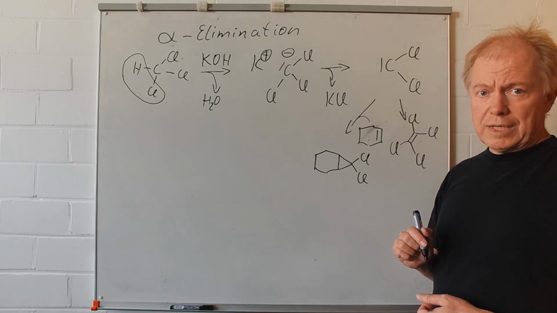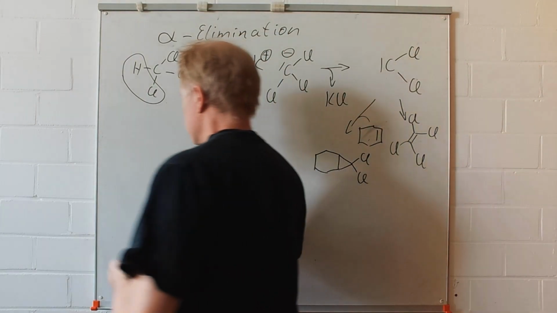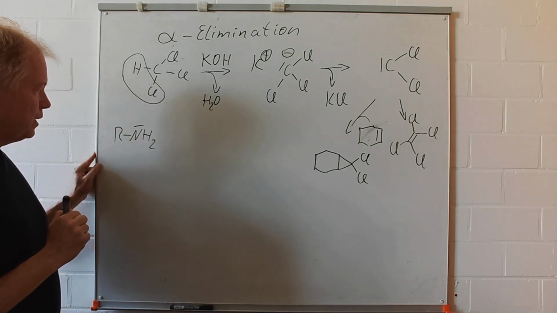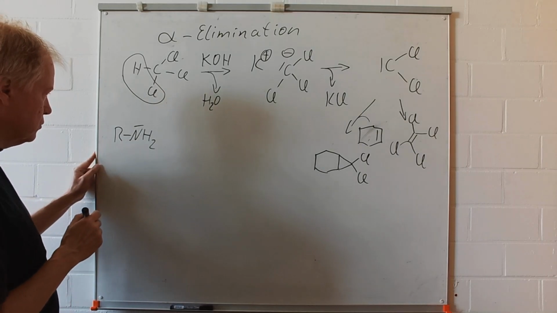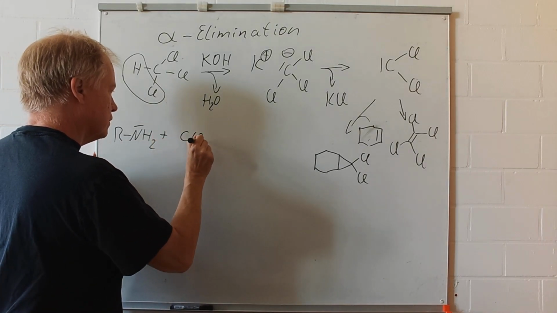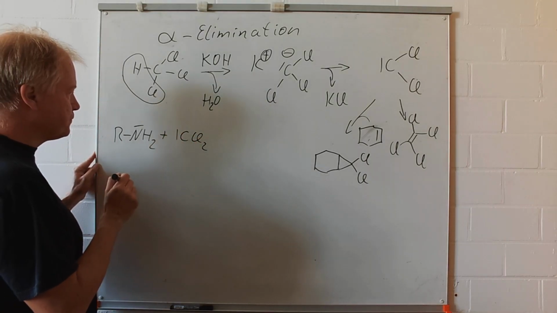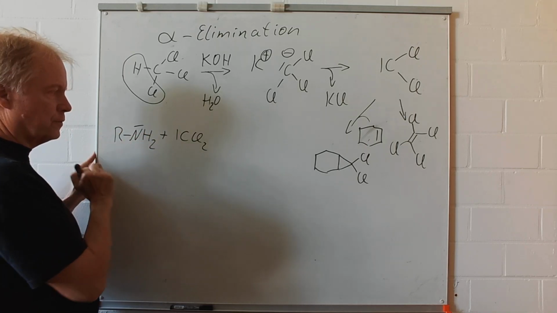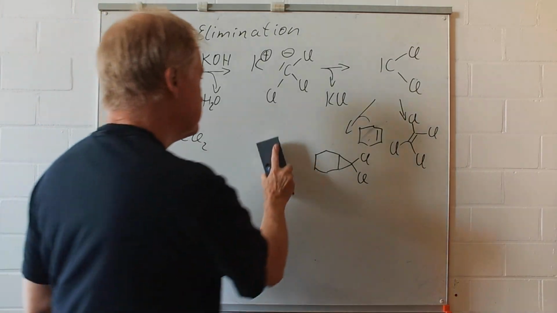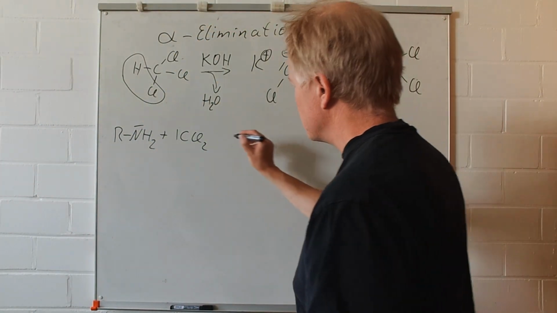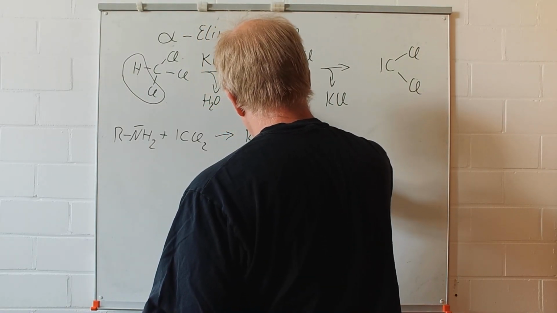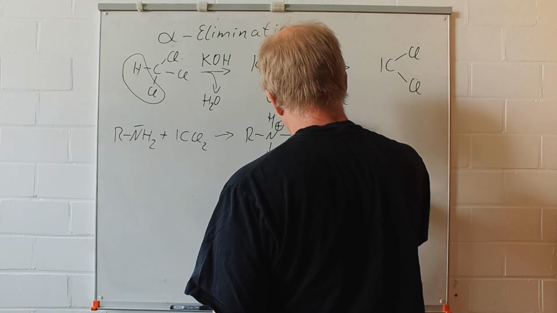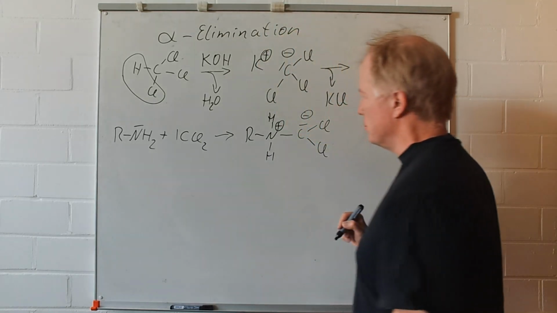Another interesting reaction partner are primary amines. So the R group at the primary amine might be an alkyl or an aryl group, that doesn't matter, with dichlorocarbene. That is highly electrophilic. It will interact with the free electron pair of the nitrogen. And this dipolar compound is then the next reactive intermediate.